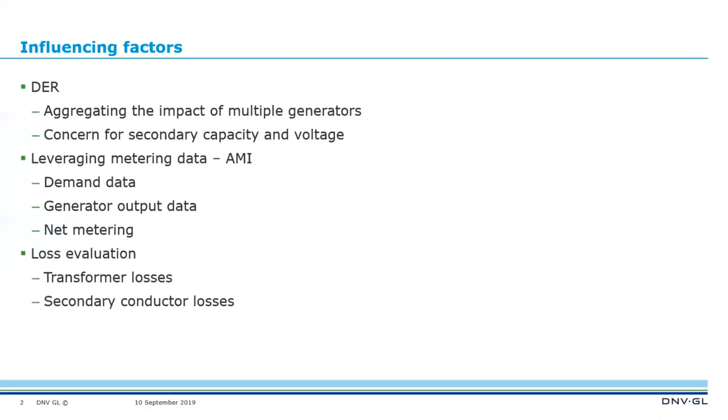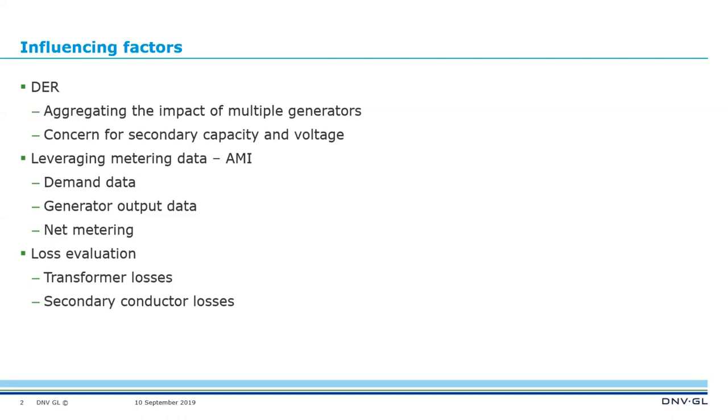So the influencing factors for wanting to go to secondary modelling, I think probably the primary one is the desire to understand what's happening on the secondary side of the distribution transformer in terms of the impact of generation. But we're also now getting a lot more data, and I think people are getting much more clever at using metering data to build load models, and it's starting to become easier to generate models.